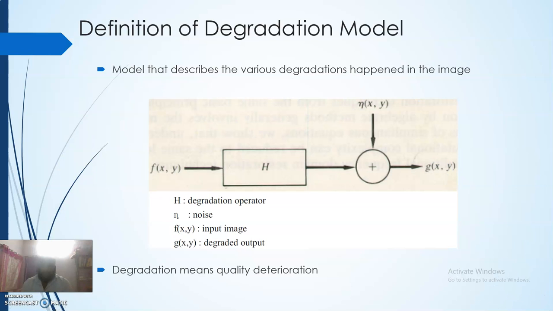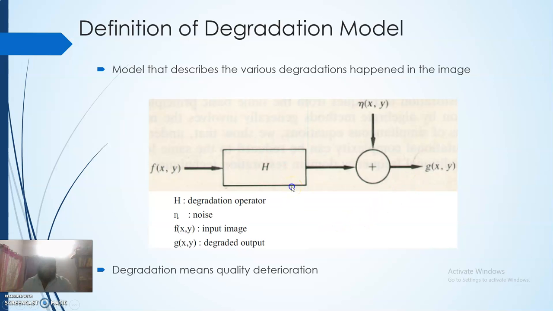This model describes the various degradations that happen in the image. Degradations mean quality deterioration. With the help of the degradation operator and noise function, the degradation model is framed. Here f of x comma y is the input image, and g of x comma y is the degraded output.